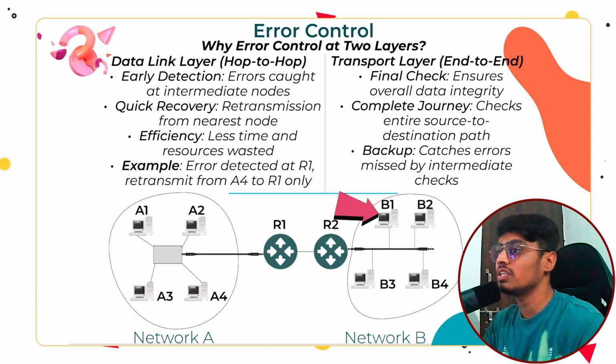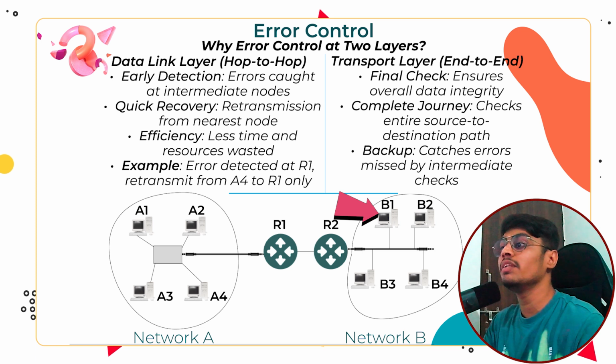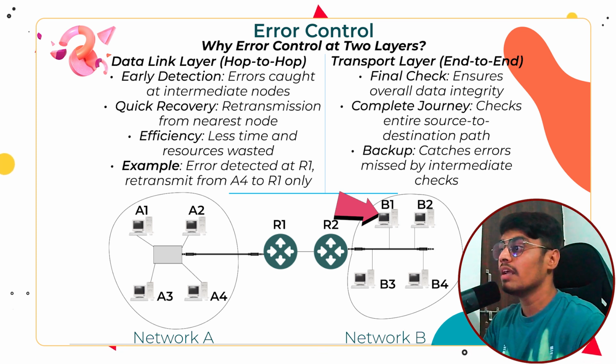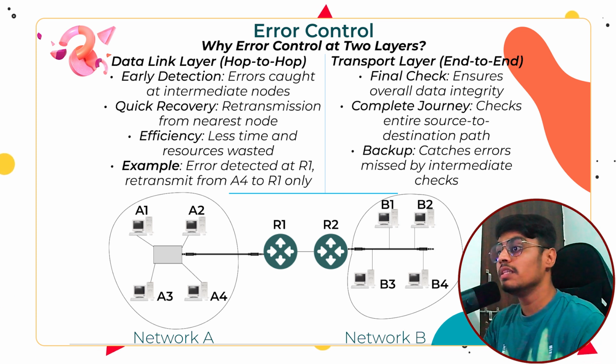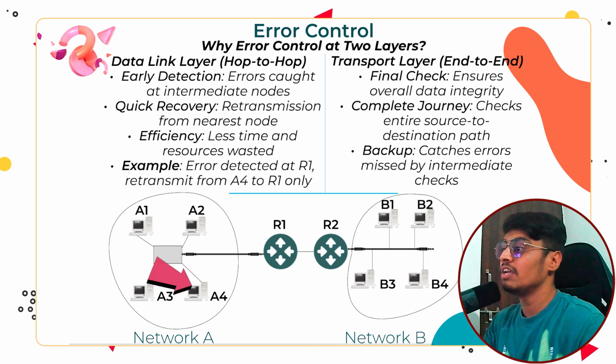So if the message first reaches B1, meaning it traveled the maximum distance, and then we found out that there is an error in it, B1 will send an acknowledgement that there is an error, and we will have to send it again, but this will be very time consuming. What will be the best? If R1 or R2 detects that there is an error and tells A4 to send the message again, this will take much less time and resources.